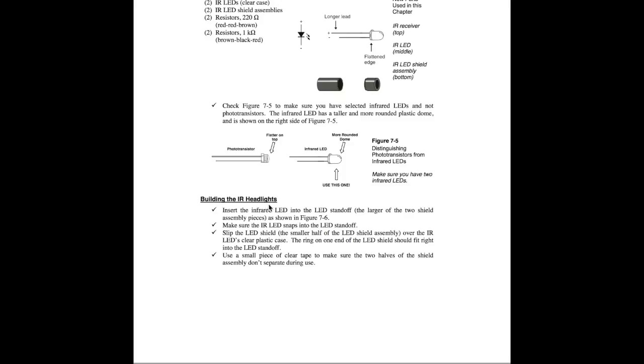Okay, building the infrared headlights. Insert the infrared LED into the LED standoff. The larger of the two shield assembly pieces is shown in 7.6. Make sure that the infrared LED snaps into the LED standoff. Slip the LED shield, the smaller half of the LED shield assembly, over the IR LED's clear plastic case. The ring on one end of the LED shield should fit right into the LED standoff. Use a small piece of clear tape to make sure that the two halves of the shield assembly don't separate during use. Okay, so we should have some tape for this.